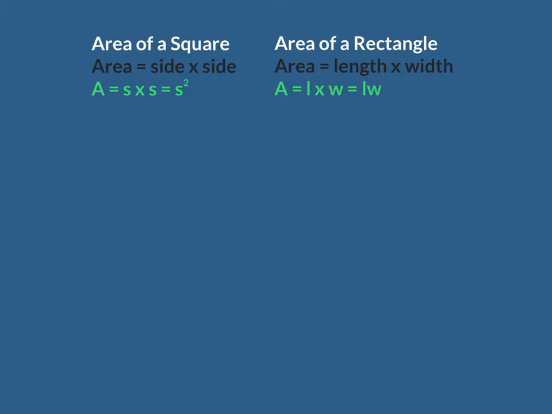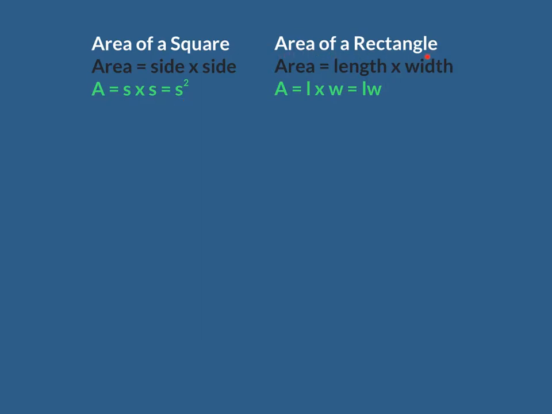So today we're going to go over the area of rectangles and squares. The area of a polygon is the number of square units that cover its surface. The square units may be square centimeters, square meters, square inches, and so on. So here we have how to find the area of a square. That would be the area equals side times side, or here it is written out algebraically: A equals S times S, or it equals S squared.